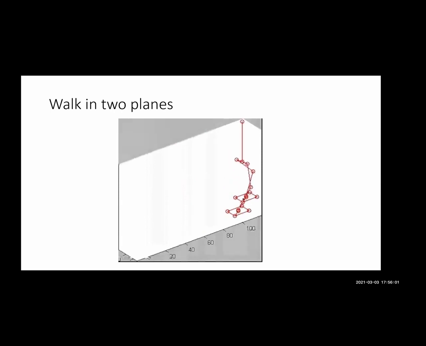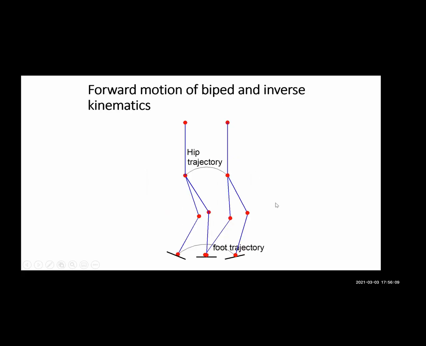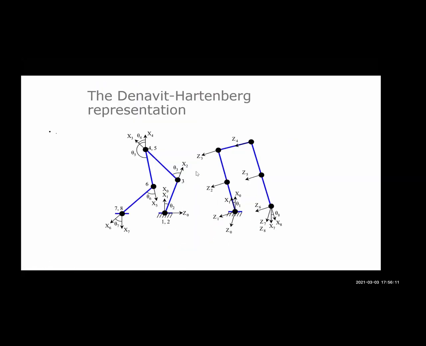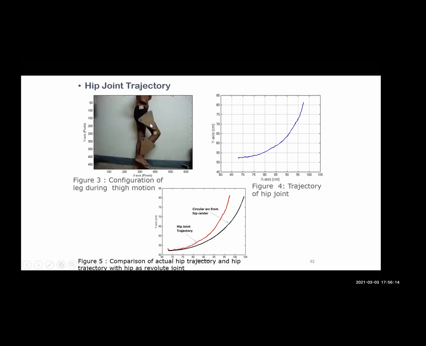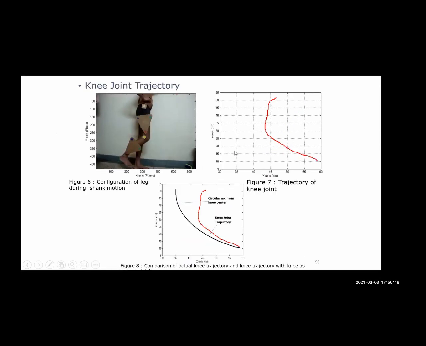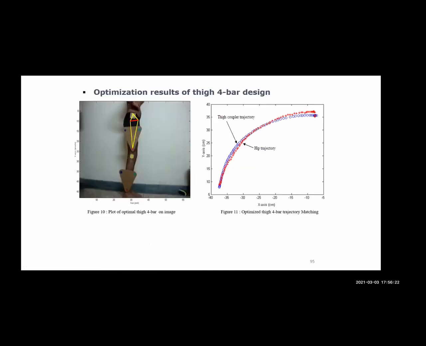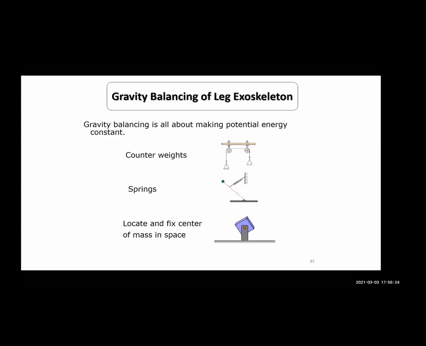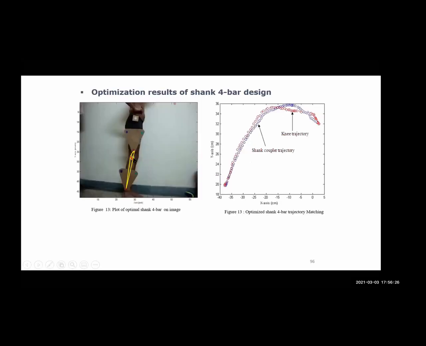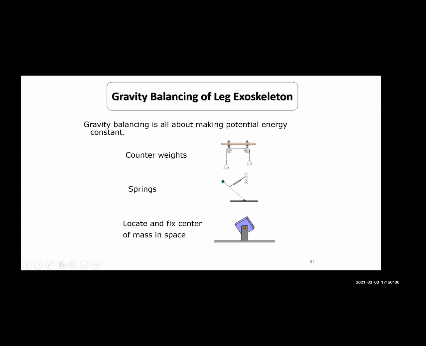And if you look at some of the exoskeletons like Bleex and HAL, they all have a 4-bar mechanism somewhere. So we essentially looked at the motion of the joints, the ankle, hip, and knee joints, and then we designed 4-bar mechanisms, exactly the same procedure we used for the hand, for the legs, one for the hip joint, one for the knee joint. And then we did gravity balancing, basically because the leg exoskeletons are very heavy.